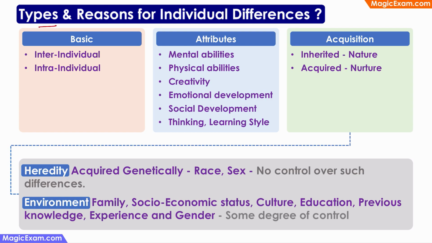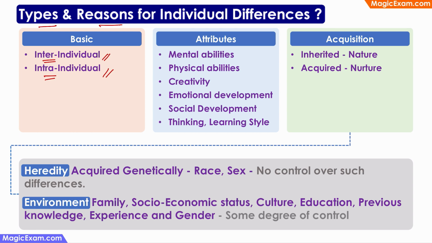Next, let us look at the types and the reasons for these individual differences. Individual differences can be classified into two basic types, inter-individual or intra-individual. Inter-individual means the difference between two different individuals. Such as if we compare two children, one child might be good at maths, one child might be good at science. So these are the difference between two different children. Therefore, these are inter-individual. And if we take the same child, the child might be good at singing, but might be bad at drawing. Therefore, there are differences within the same child when it comes to different types of abilities or different creativity. Therefore, intra-individual are the differences within the same person.